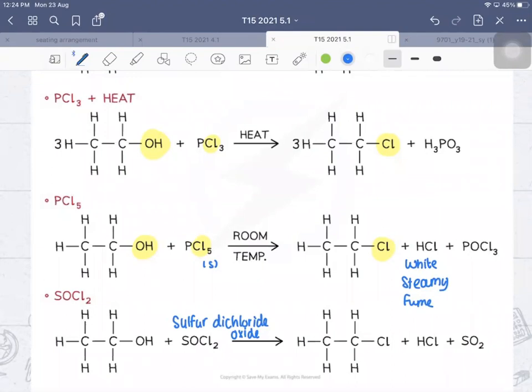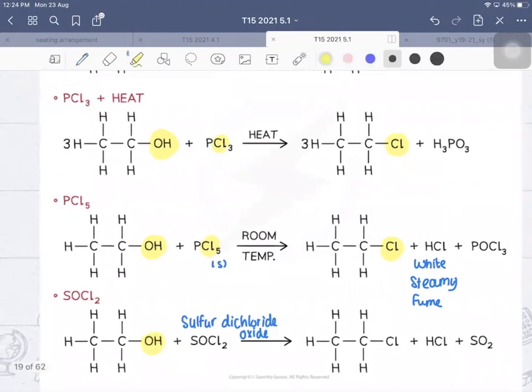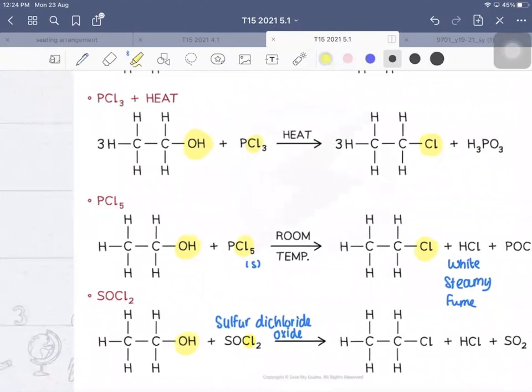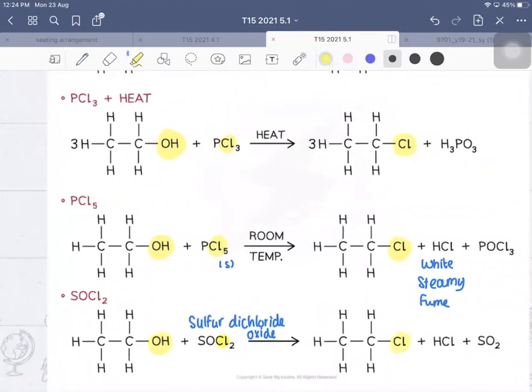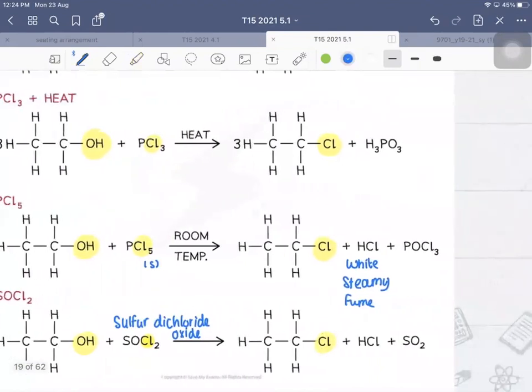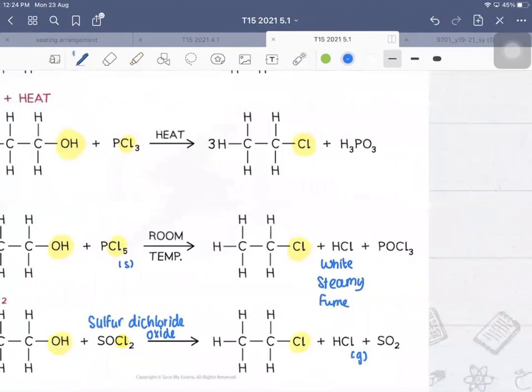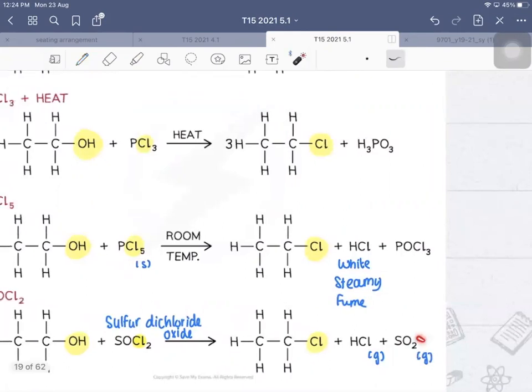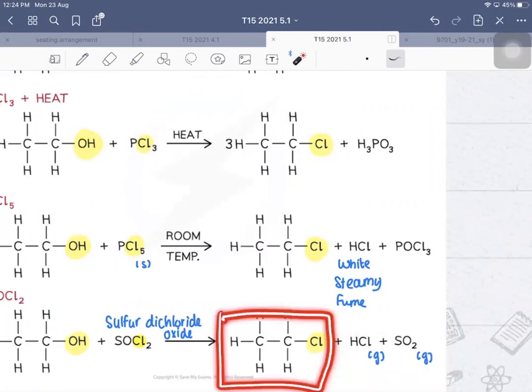But this reaction is the greatest because the chlorine is substituted, and the products, hydrogen chloride and sulfur dioxide, are in the form of gas. So if you let these two gaseous products evaporate, that leaves you with your desired product. You don't have to do anything to it.